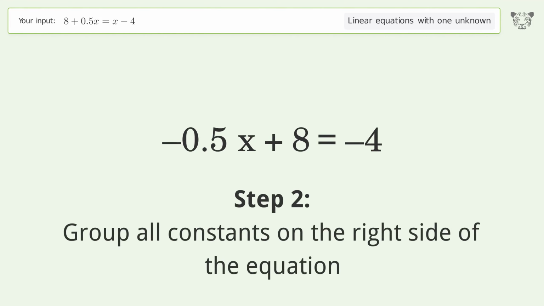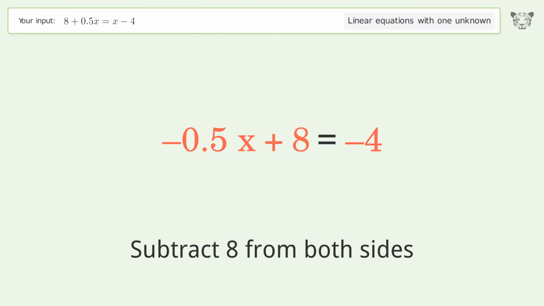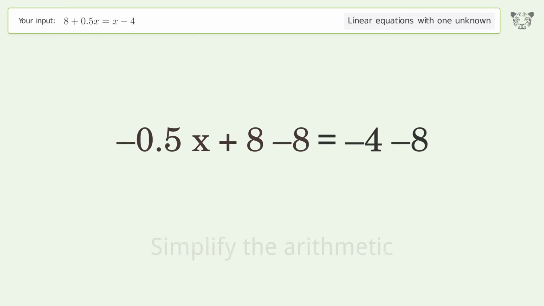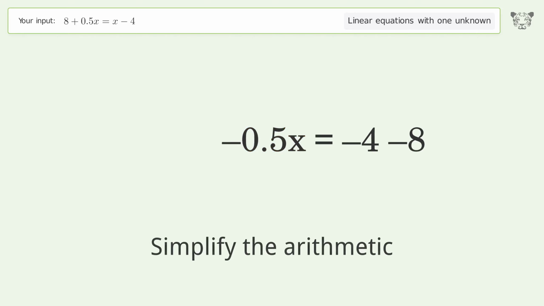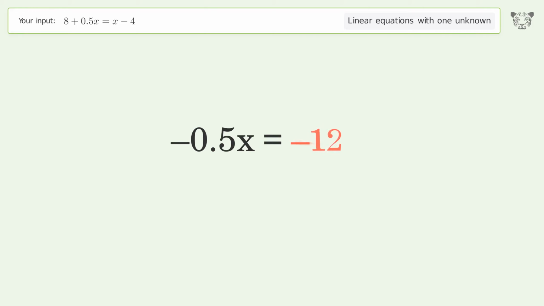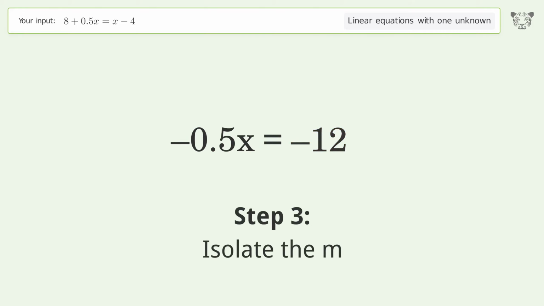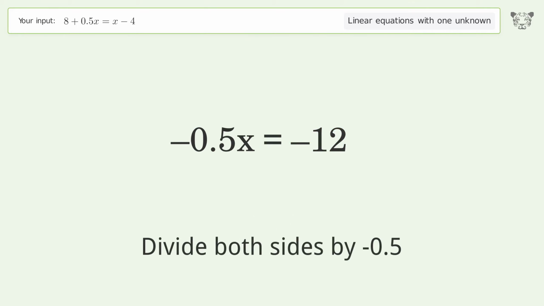Group all constants on the right side of the equation. Subtract 8 from both sides. Simplify the arithmetic. Isolate the m. Divide both sides by -0.5.